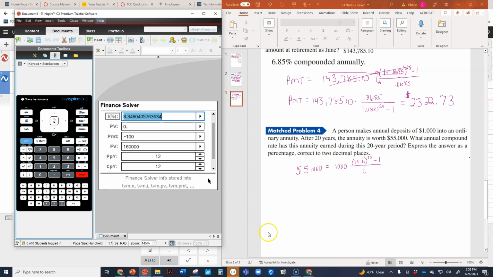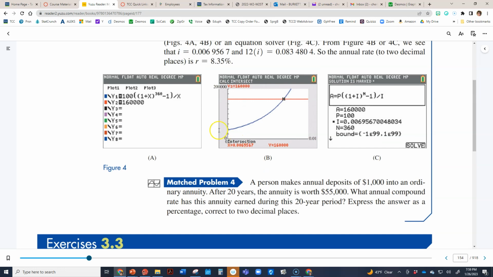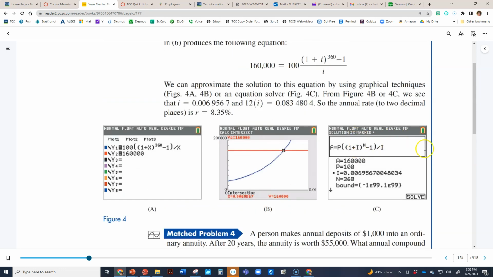So what they did for this one was they said, well, you can use the calculator, and they suggested using, let me show you what the book said. They suggested using the calculator to do graphing, and this is an example of an 84, but the Inspire will do this too. But they suggested graphing, which I will show you.